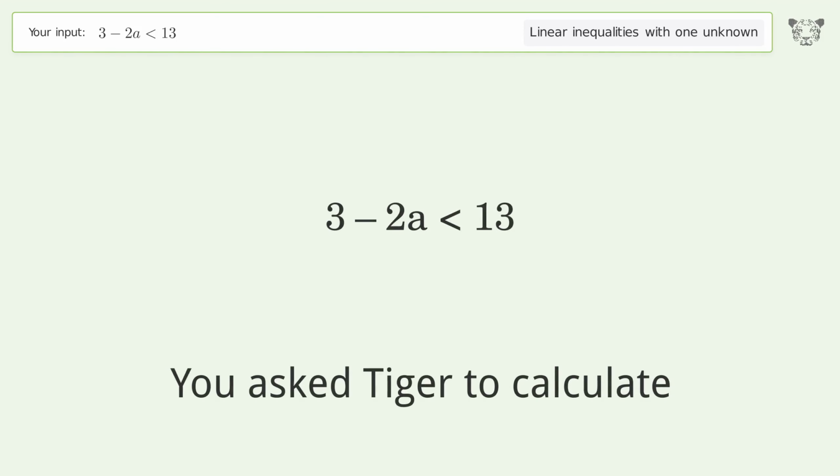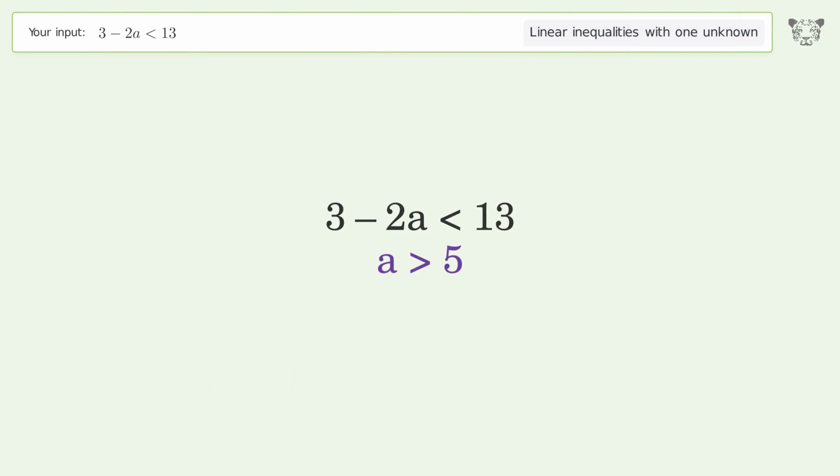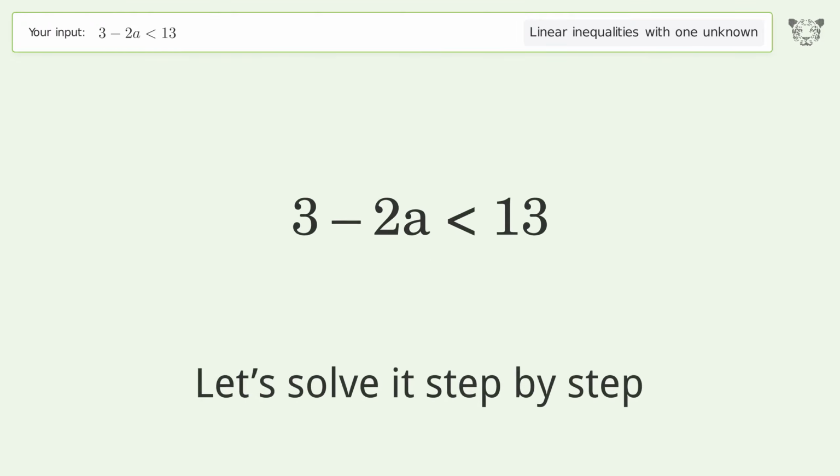You ask Tiger to calculate. This deals with linear inequalities with one unknown. The final result is a greater than -5. Let's solve it step by step.